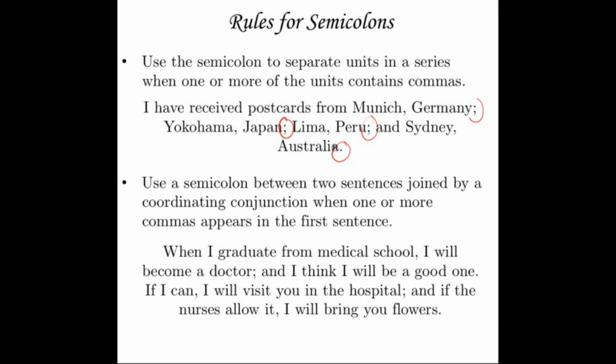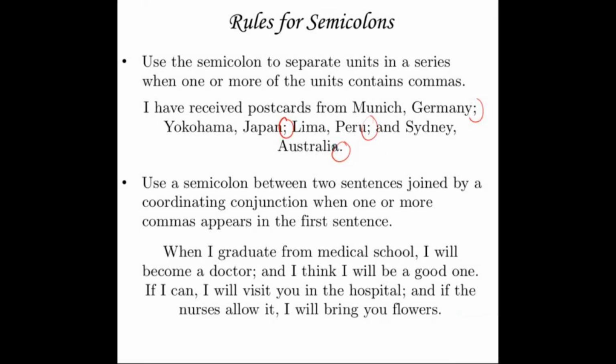Next, use a semicolon between two sentences joined by a coordinating conjunction when one or more commas appear in the first sentence. This is basically to avoid confusion. This is to say, I am making a bigger break than I did with those commas.